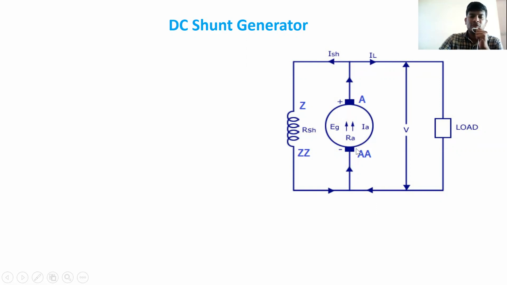So initially there is no supply, which means there is no current. But due to the residual magnetism property, without any supply to the generator, it has some minimum flux, and a minimum current passing to the winding. That is called residual magnetism.